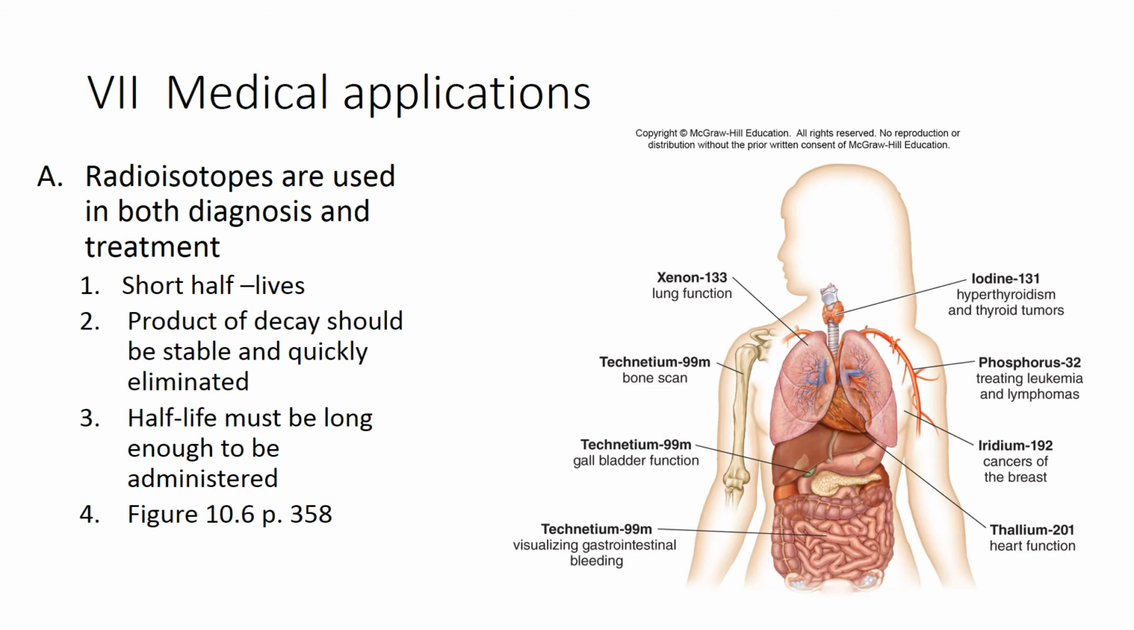Okay, so a couple examples. We talked about technetium-99m. That's used in bone scans as well as gallbladders, visualizing gastrointestinal bleeding. Iodine-131 we use to visualize and treat hyperthyroidism and thyroid tumors. Xenon-133 helps us to visualize lung function, and so on. So there's a lot of different applications of radioisotopes.